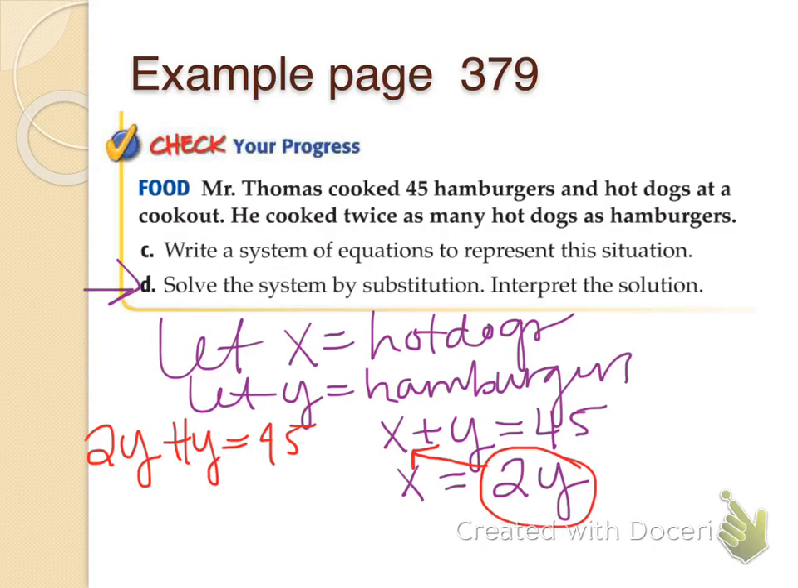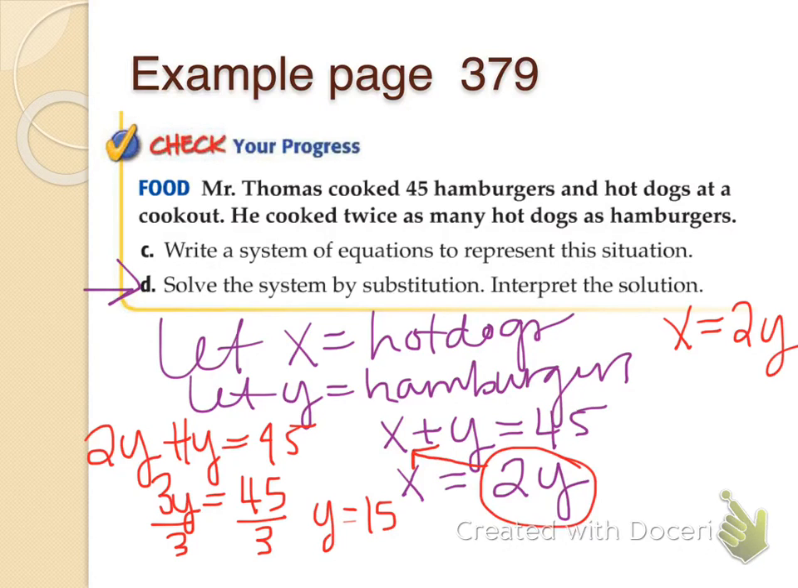Combining like terms, 2y plus 1y is 3y equals 45. Dividing by 3, I get y equals 15. Okay, so I know he cooked 15 hamburgers. But I don't know how many hot dogs, so let's plug it back into our equation.